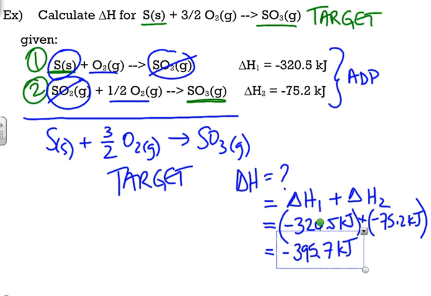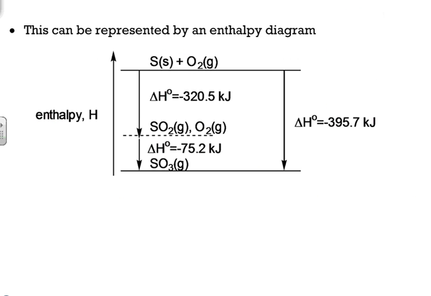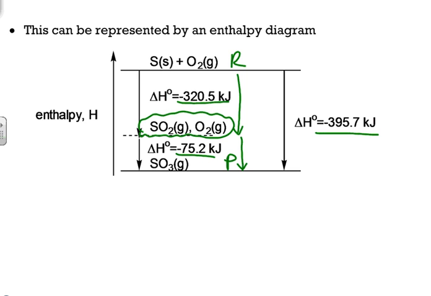All right, so let's go to this exact same example, but it's represented with an enthalpy diagram. You will have to either interpret or draw an enthalpy diagram on your test and on your exam, so make sure you know how to do this. All it's saying here is here are your reactants, and down here are your products. This was your intermediate step right here. To get to that first step required this amount of energy. To get to that second step required that amount of energy. To do the whole thing, 395.7 kilojoules of energy was released.